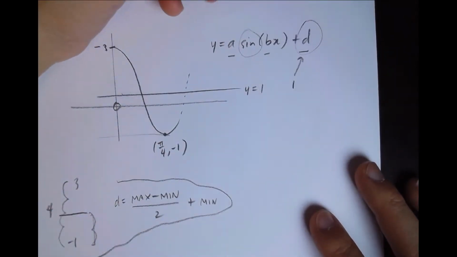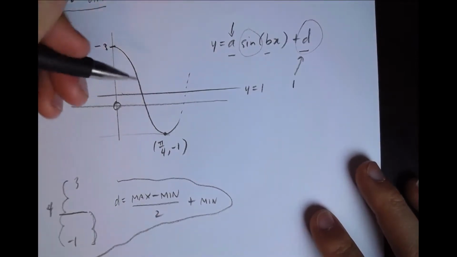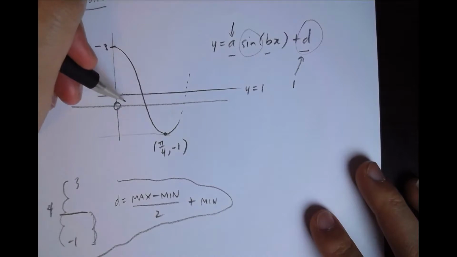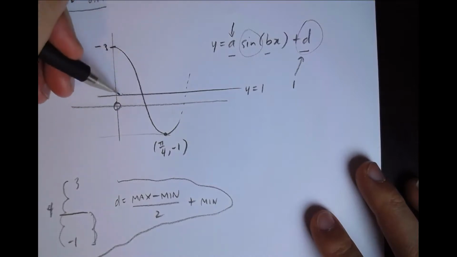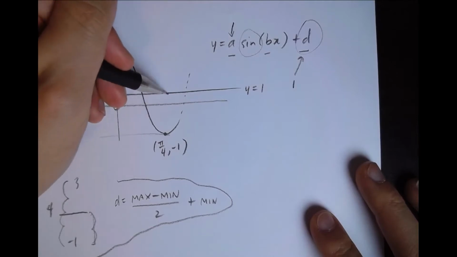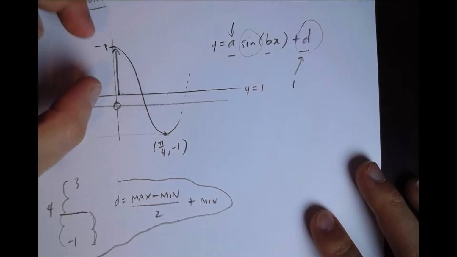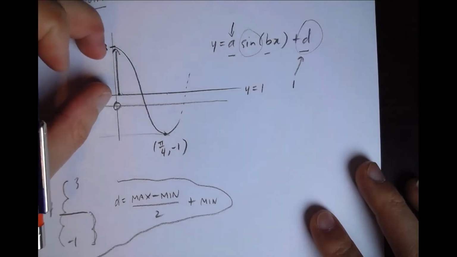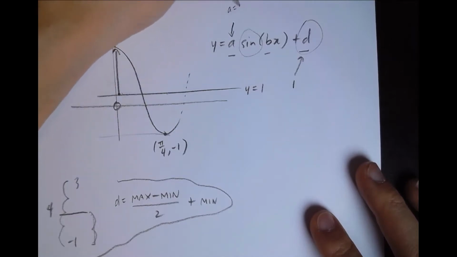Okay, next, why don't we try attacking the a value? The a value is the absolute value distance between the middle line, which is y equals 1, and the top, or the distance between the middle line and the bottom. I'm just going to go up. What's the distance between 1 and 3? It's going to be 2. A equals 2.